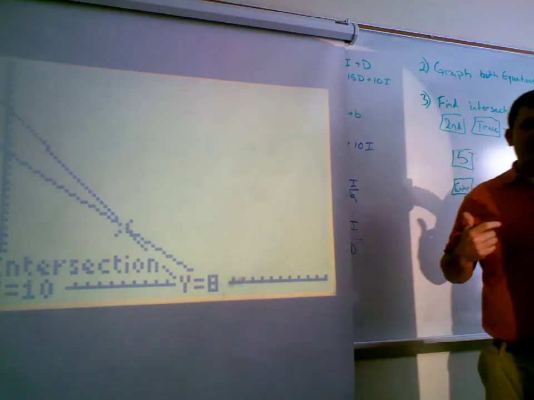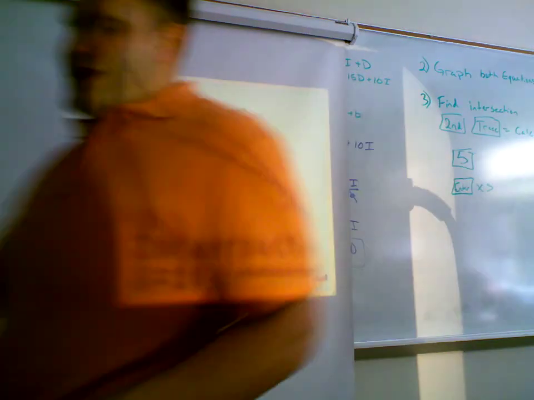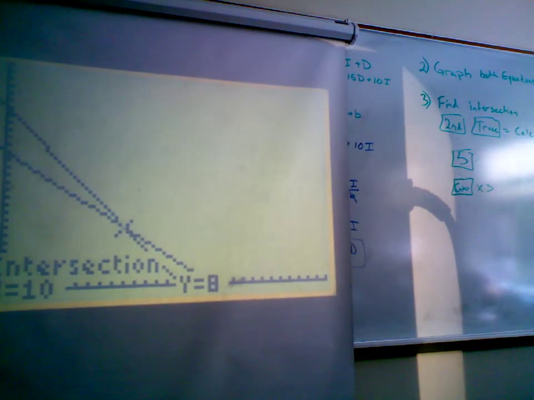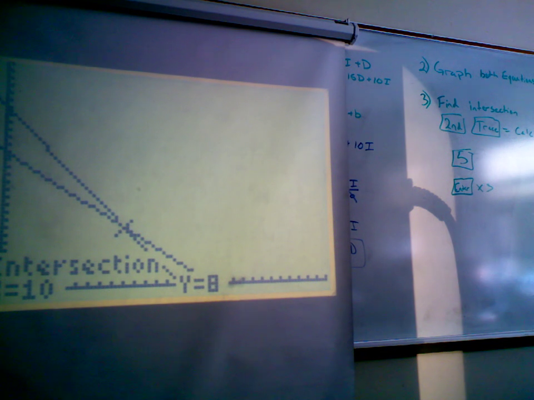Now the problem with this method, guys, is if my intersection is outside my window, it won't work. All right? So you've got to be able to see your intersection in your window in order to get the answer. Right? Does that make sense?